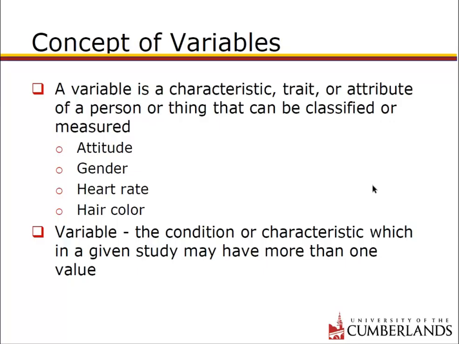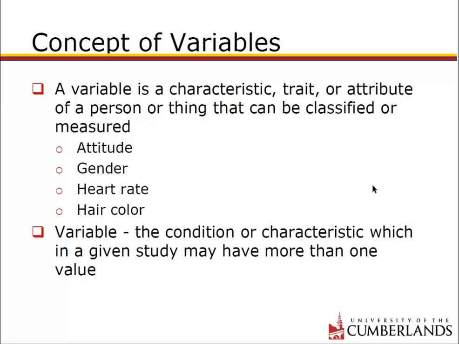Attitude represents psychological characteristics that might influence financial behavior. Gender is a demographic characteristic that could be relevant for some types of analysis. Heart rate is a physiological measurement, and hair color is a physical characteristic. In the risk management context, our variables might include credit scores, employment status, annual income, or payment history.